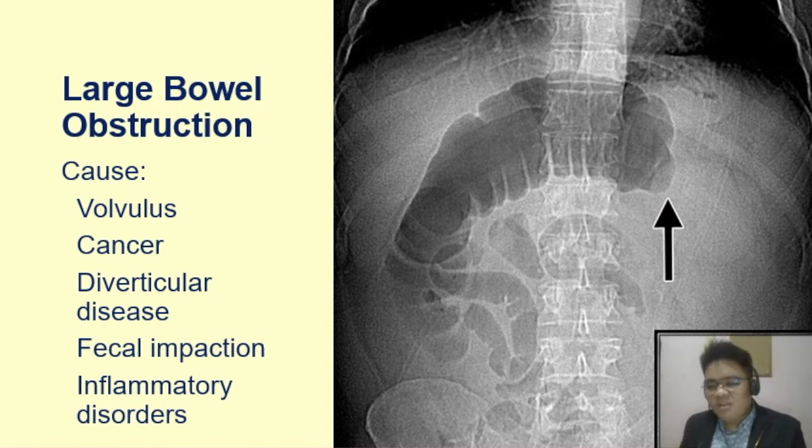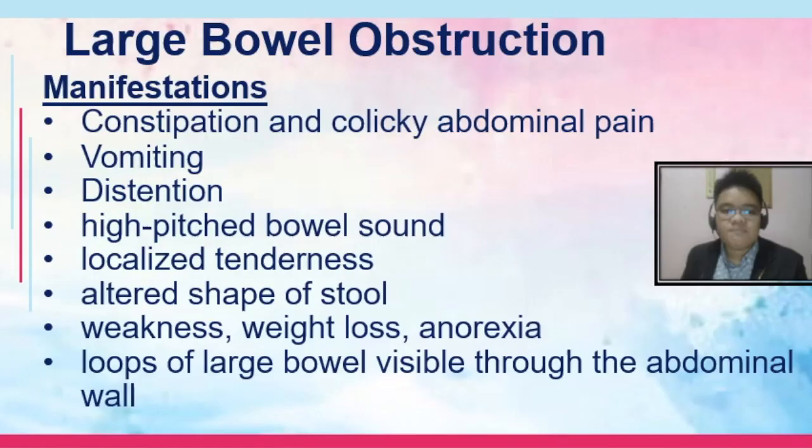For your large bowel obstruction, the common causes are volvulus, the twisting, cancer, diverticular disease, which we'll discuss later on, fecal impaction, hardened fecal material. Then you have your inflammatory disorders. So you have your ulcerative colitis, which is common for your large bowel. Manifestations: the patient would have constipation and colicky abdominal pain. Still vomiting, distension is there. Bowel sounds tend to be high-pitched.